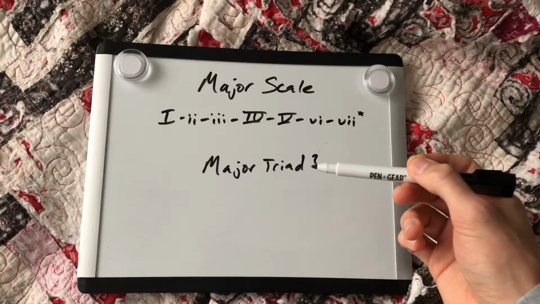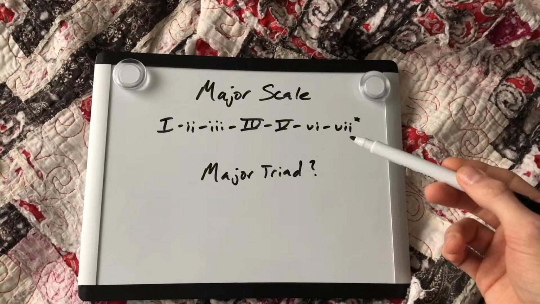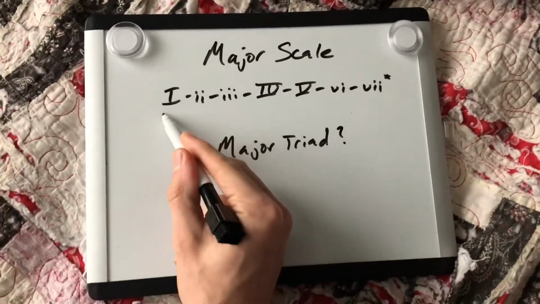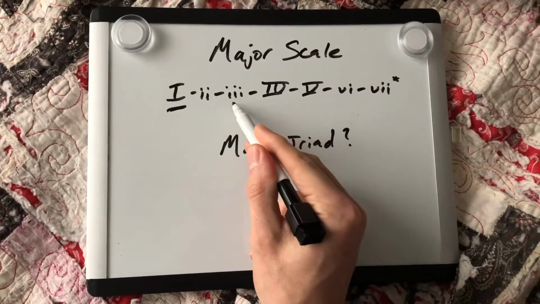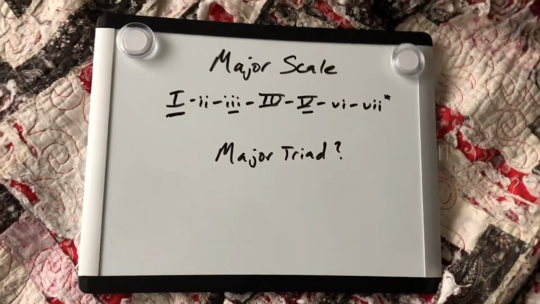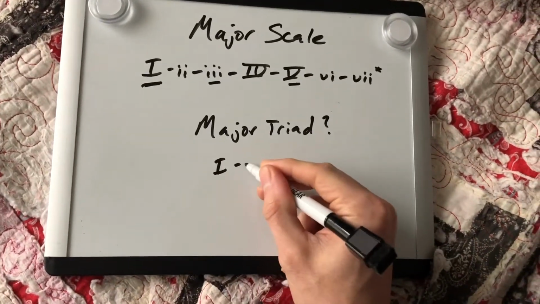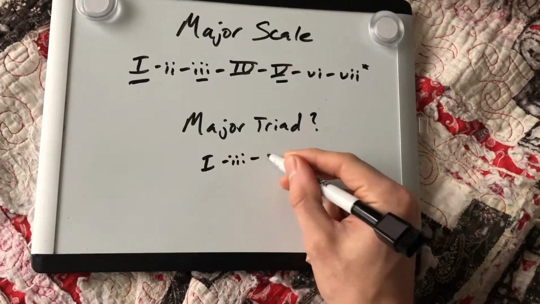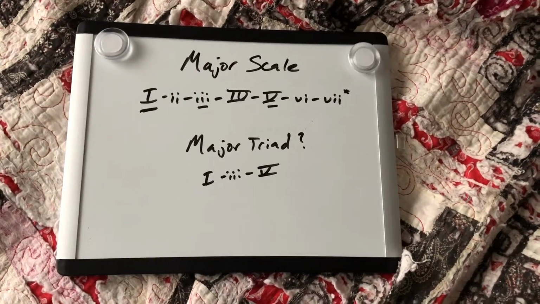And since a triad is 3 notes, we have to use 3 specific notes from the major scale. And this is going to be the tonic, which is going to be the root note of the chord. We have to use the 3rd of the scale, and we have to use the 5th of the scale. And that produces a 1, 3, 5 triad, or a major triad.